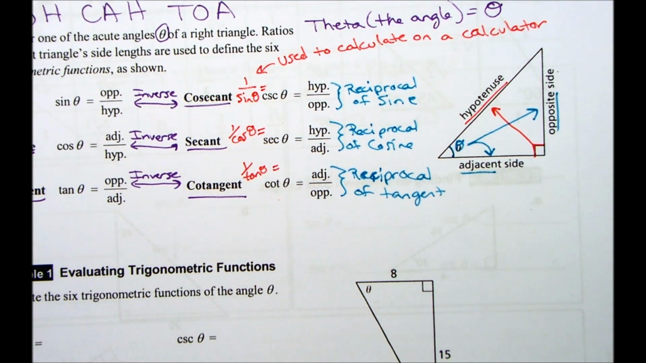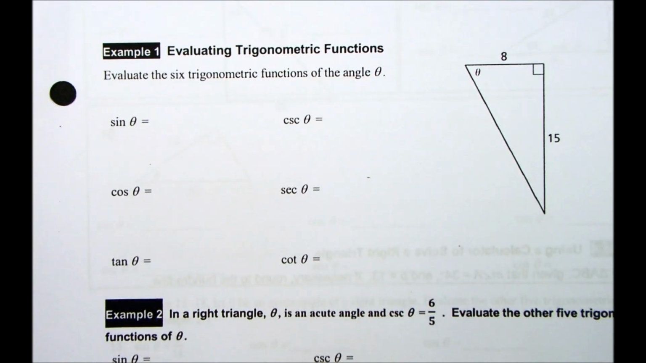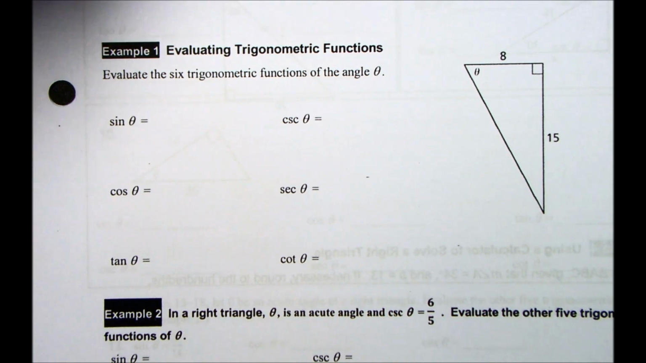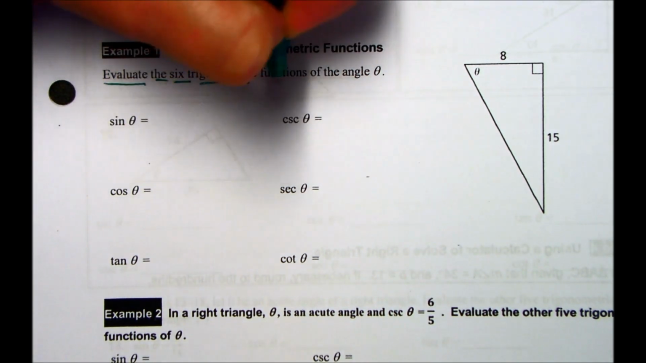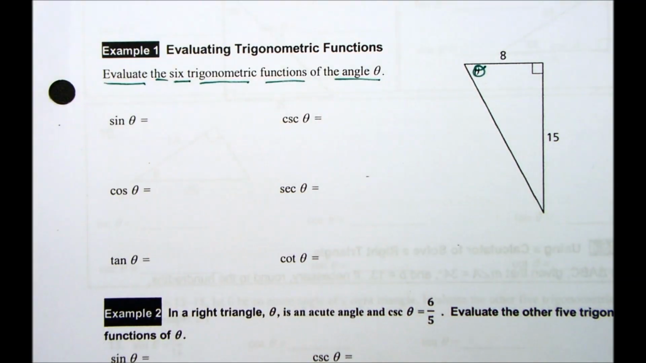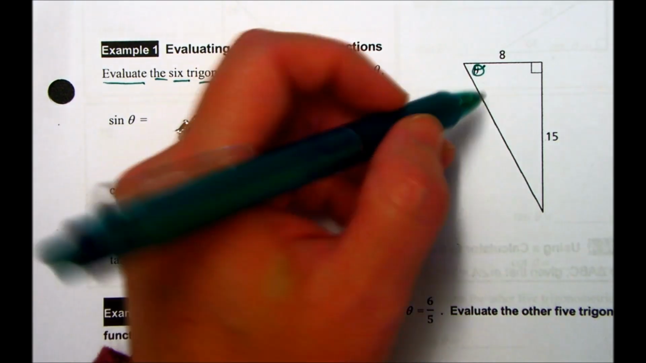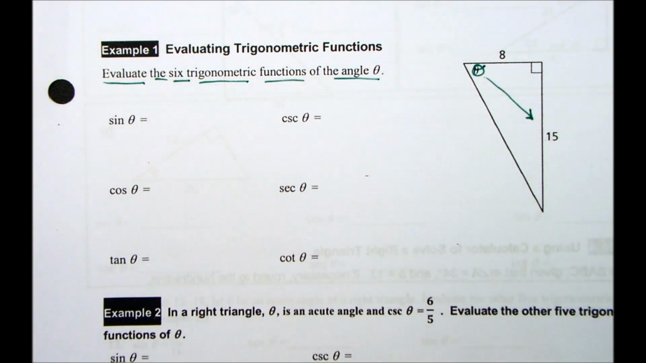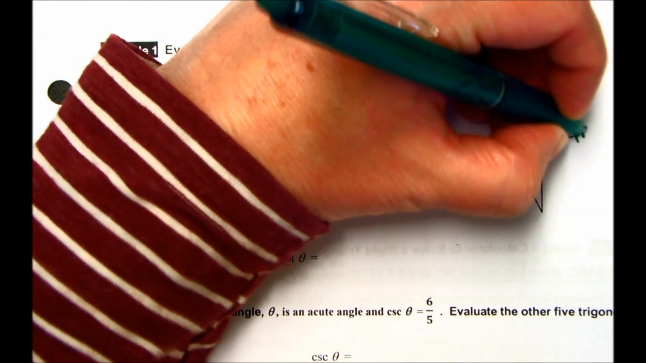So it depends on which angle you're working with, which leg is the opposite or the adjacent. Okay, so in example 1, what you're asked to do is evaluate the 6 trigonometric functions of angle theta. So theta is right there, and we're told what the legs are. The leg that's opposite theta is 15, so 15 is going to be our opposite.